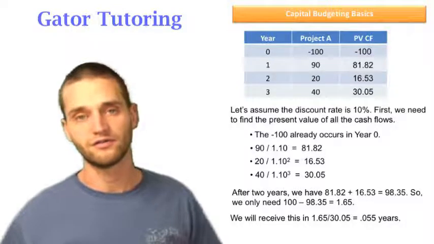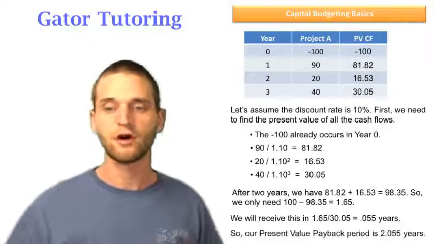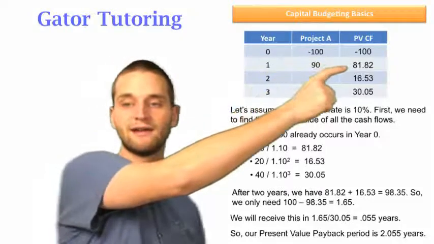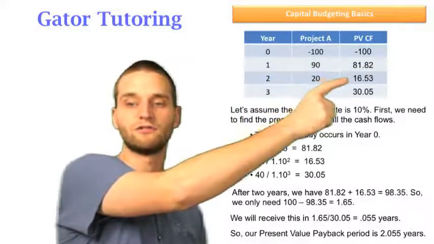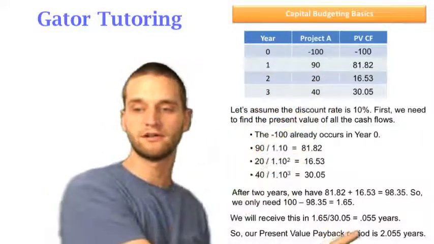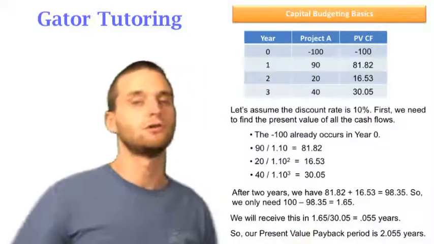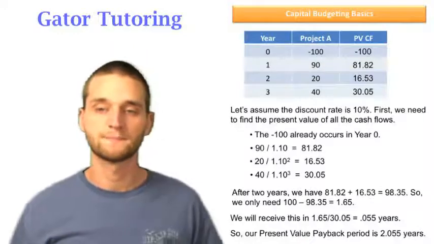additional $1.65. So our present value payback period is, it takes us 1 year to get 81, another year to get 16.53, and it takes 0.055 years to get the additional $1.65. Our present value payback is 2.055 years.